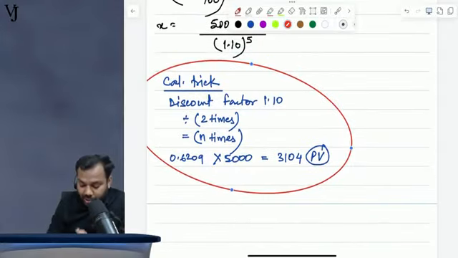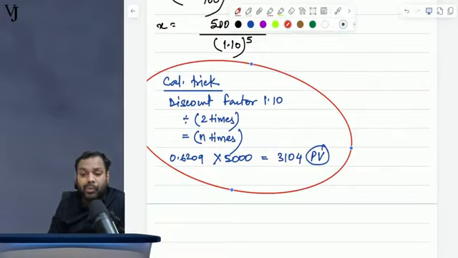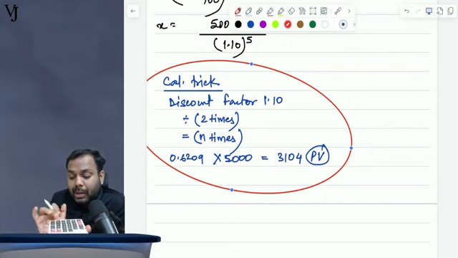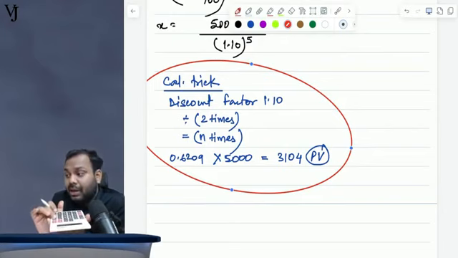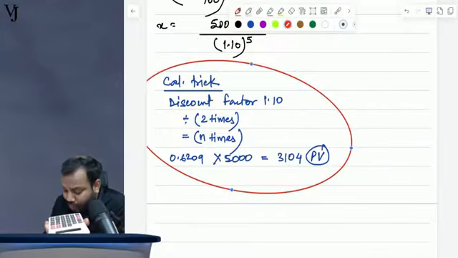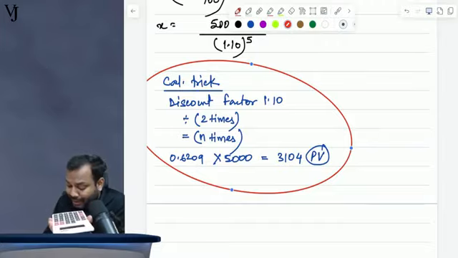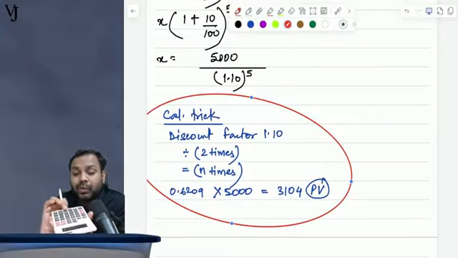Please take your calculator, write 1.1, the discount factor. After writing the discount factor, please press divided twice. Then press equals n times. What is n? n is 5. So press equals 5 times. 1, 2, 3, 4, 5.